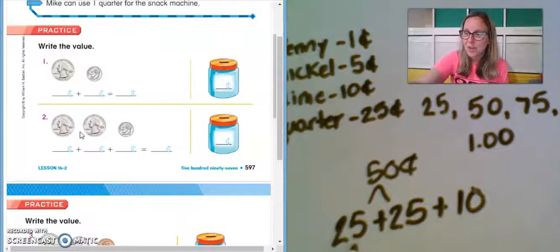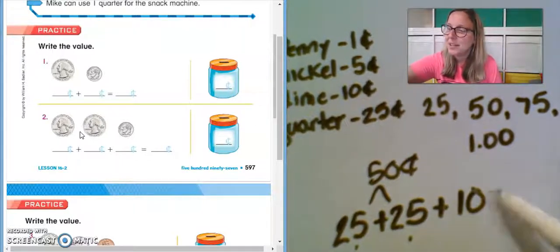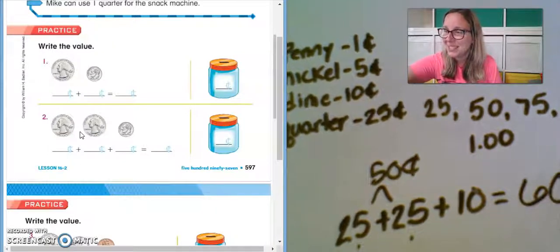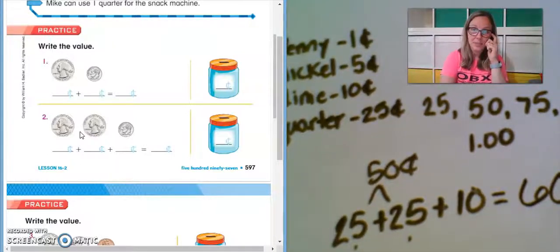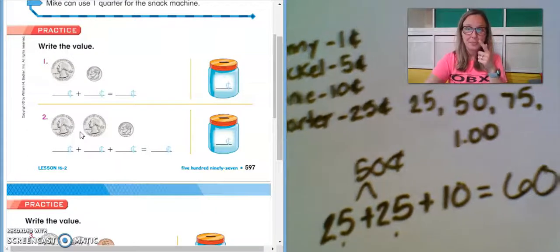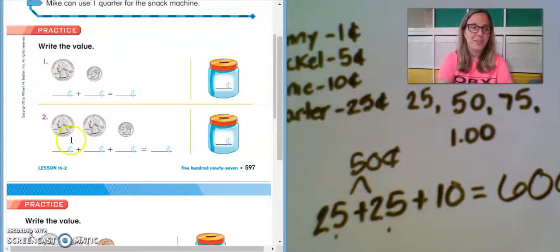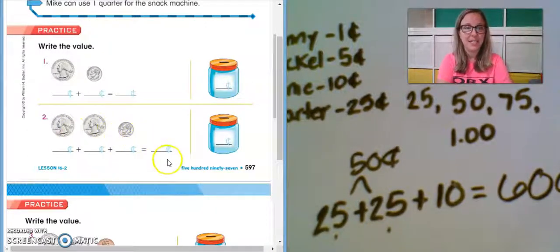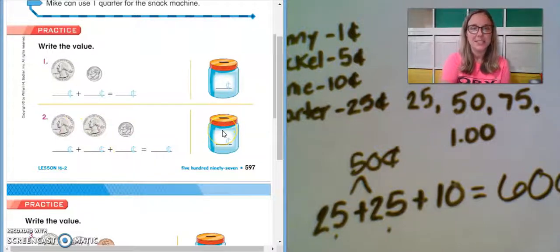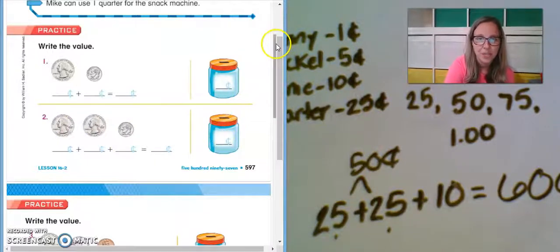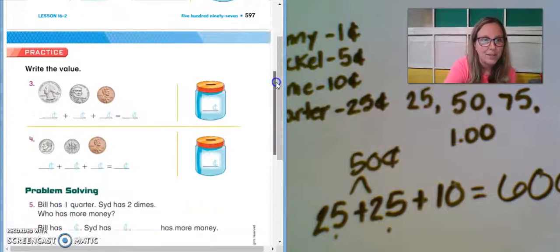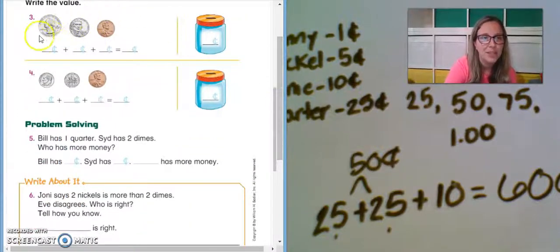quarters. So 25, 50. I know 2 quarters is 50 cents, plus another 10 would be 60 cents. So you can go ahead now and write 25 plus 25 plus 10 equals 60, and put 60 cents here in the jar.